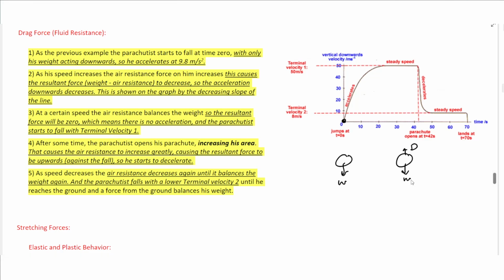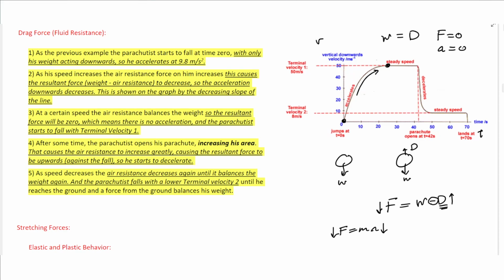And as drag increases, the resultant force, which is weight minus drag force, decreases. If the drag increases, the negative sign increases, so the resultant force decreases. And according to F equals ma, as resultant force decreases, acceleration decreases. That's why the velocity time graph has a decreasing gradient. Acceleration decreases as resultant force decreases, until you reach this point where the weight is equal to the drag force, so resultant force equals 0 and acceleration is equal to 0.